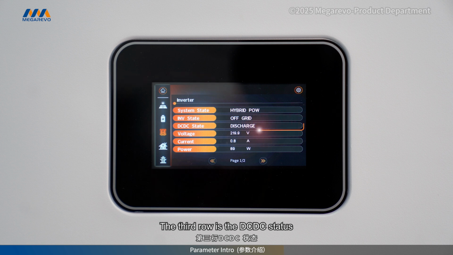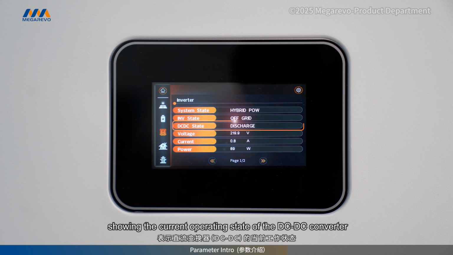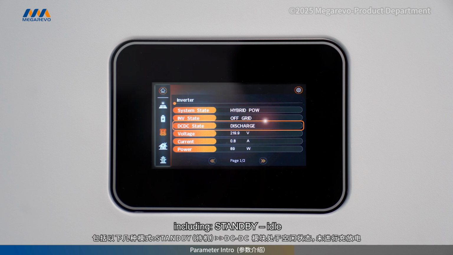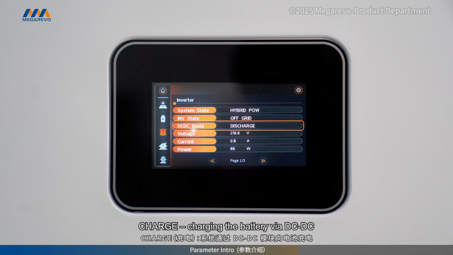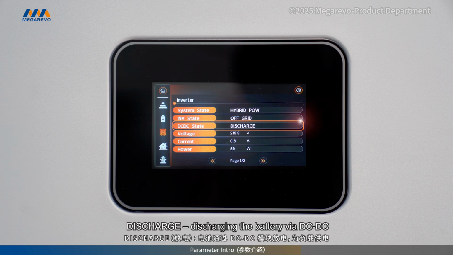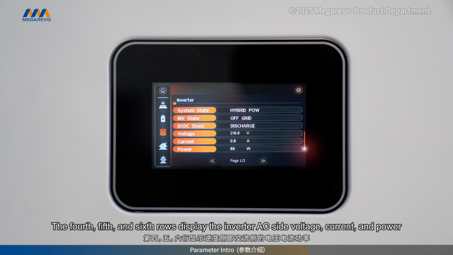The third row is the DC-DC status, showing the current operating state of the DC-DC converter including standby, idle, charge, charging the battery via DC-DC, discharging the battery via DC-DC. The fourth, fifth, and sixth rows display the inverter AC side voltage, current, and power.